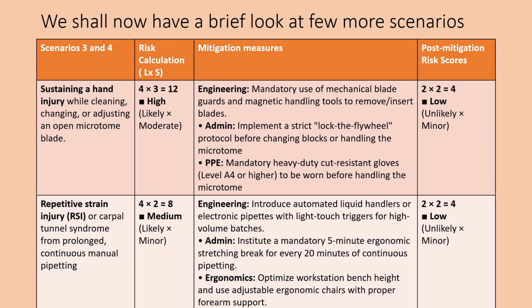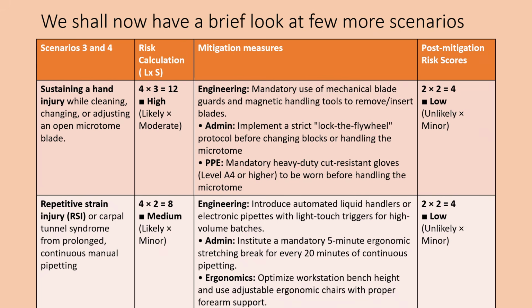We shall now have a brief look at a few more scenarios. Sustaining a hand injury while cleaning, changing or adjusting an open microtome blade. The risk calculation: 4 multiplied by 3 equal to 12. The risk is high.